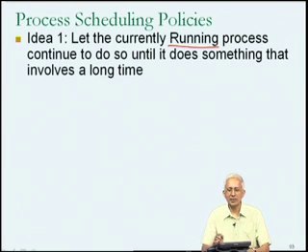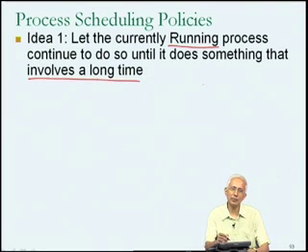So one overall strategy that an operating system process scheduler could have is forget about waiting for a disk event. You could just have the strategy of let the currently running process continue to do so until it does something that involves a long time. So until something like the disk access happens, let the currently running process continue. This is one higher level strategy that an operating system based process scheduler might use. It takes into account the problem with the disk access that we talked about, but until that problem arises, it just lets the currently running process continue.